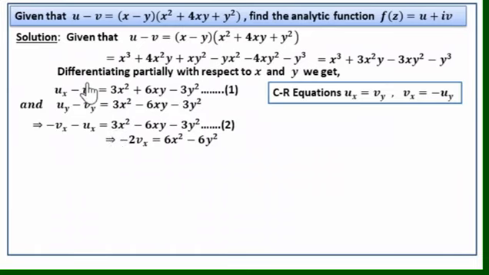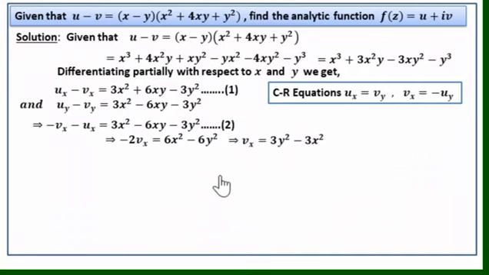If we add equations 1 and 2, we get left side will be ux minus vx, ux will be 0, and here minus vx is minus 2vx. Right hand side, 3x square plus 3x square is 6x square, plus 6xy minus 6xy cancels, minus 3y square minus 3y square will be minus 6y square. Or vx equal to, you have to divide throughout by minus 2, vx will be 3y square minus 3x square.